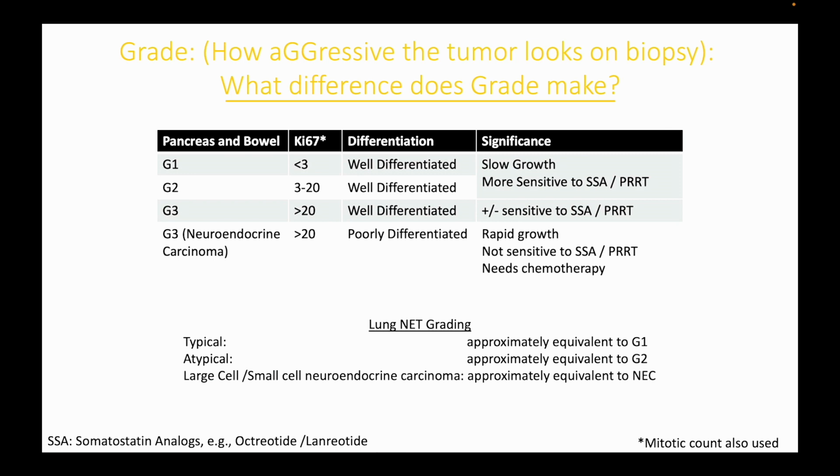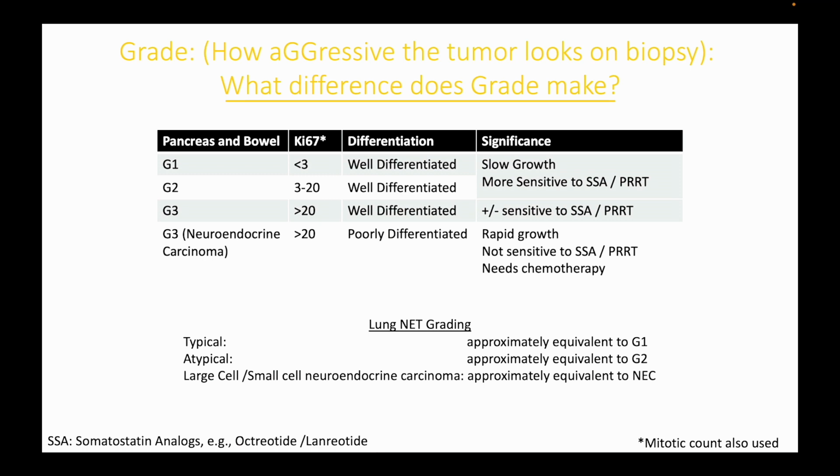The grade is mainly dependent on how many cells are actually dividing, and that's what we get from the Ki67, because grade 1 and 2 have pretty slow growth, and they're sensitive to somatostatin analogs, the monthly injections, or PRRT, radioactive somatostatin. Whereas once you get to grade 3, there may be some difficulty with sensitivity there. And once you get to the poorly differentiated grade 3, which was the one that I mentioned on the first slide, neuroendocrine carcinoma, more aggressive, needs chemotherapy.